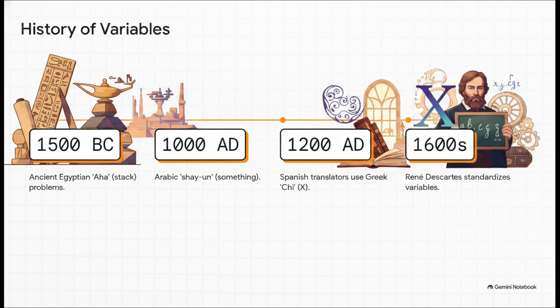This whole historical journey is pretty amazing. It starts way back in 1500 BC with ancient Egyptian aha problems, where aha literally meant stack or quantity. Then we jump to the Arabic shay'un and into that Spanish translation workaround around 1200 AD. But the standard convention we use today, that didn't happen until the 1600s, thanks to French mathematician René Descartes. He's the guy who decided we should use the beginning of the alphabet, like A, B, and C for known parameters, and the end of the alphabet, X, Y, and Z for our unknowns.